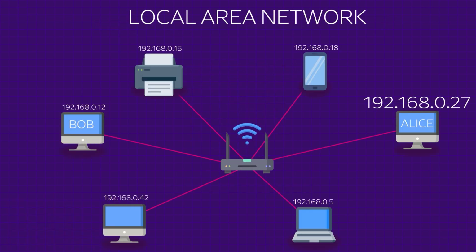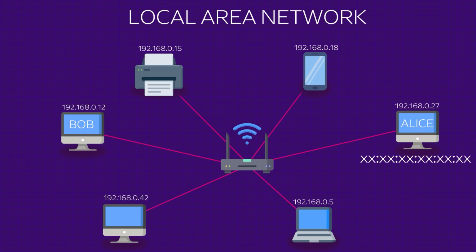So, back to our example. Bob knows the IP address of Alice. It's great, but to send the Ethernet frame, he also needs Alice's MAC address, and Bob has no idea what it is. So, what now? This is exactly where ARP comes in.